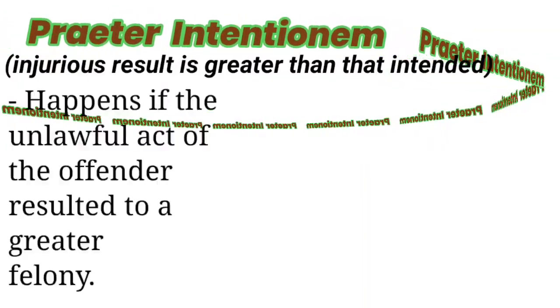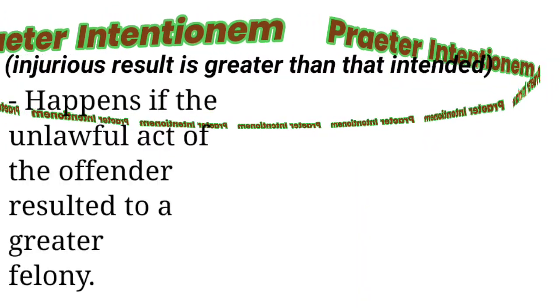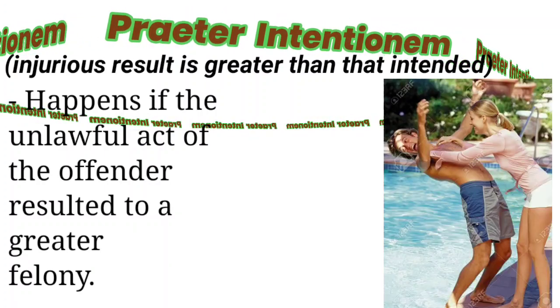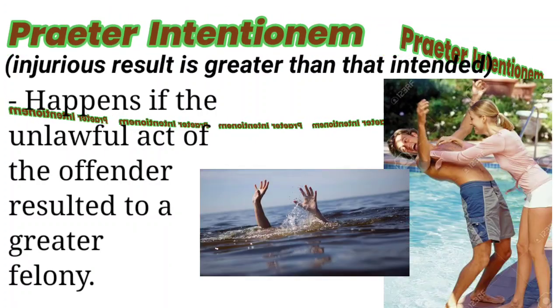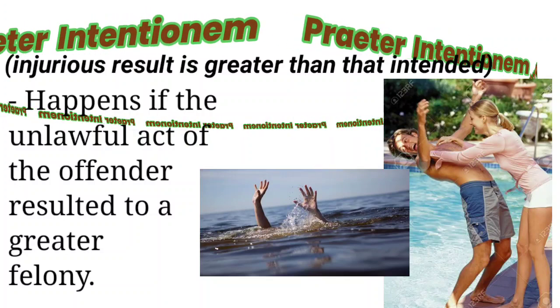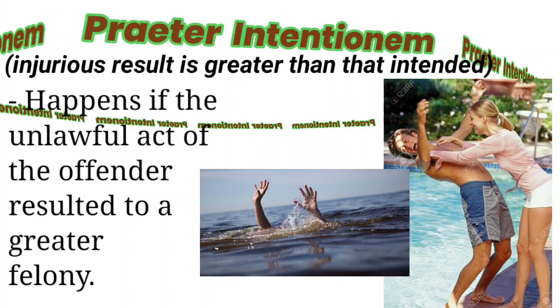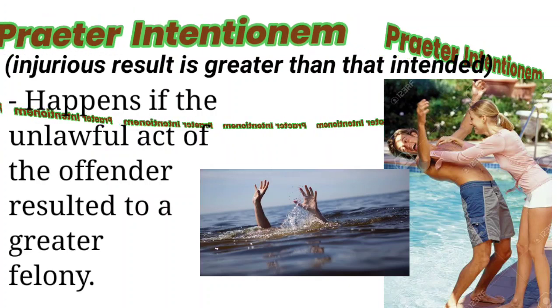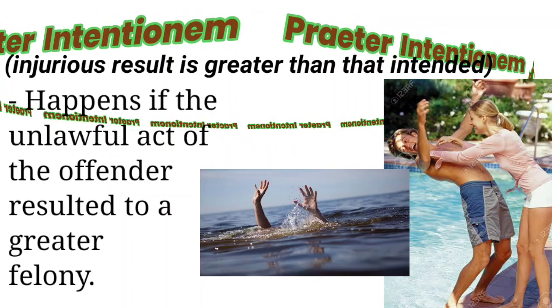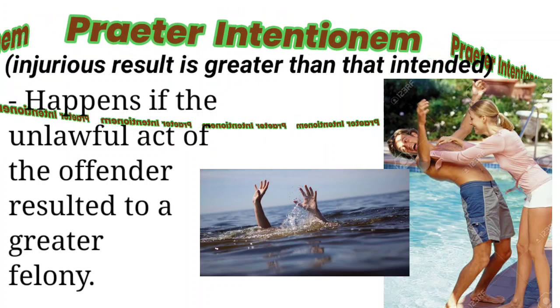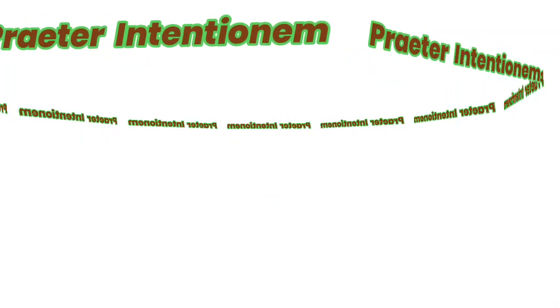Praeter intentionem happens if the unlawful act of the offender resulted in a greater felony than what he intended. For example, X suddenly pushed Y into a river just for fun. However, Y does not know how to swim. As a result, Y drowned instead. In this example, X may still be criminally liable for the ensuing death of Y. That is called praeter intentionem.